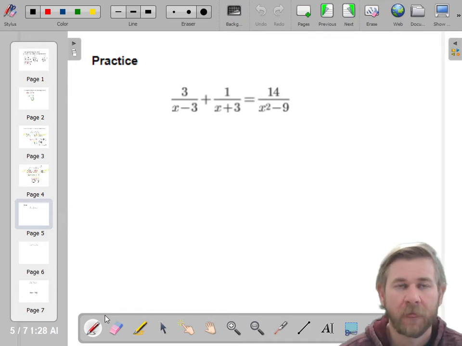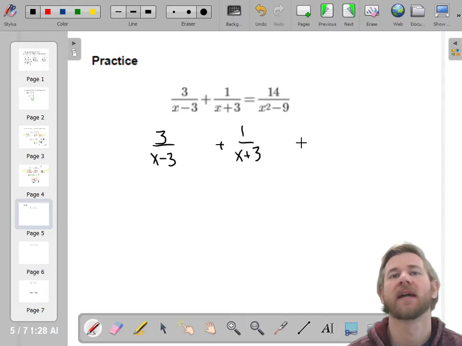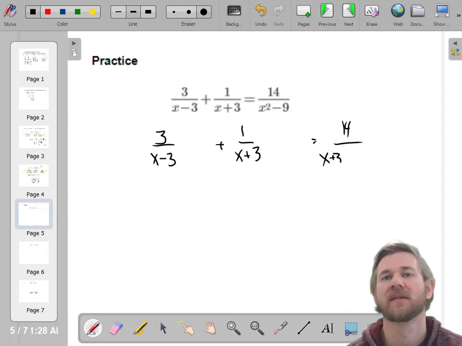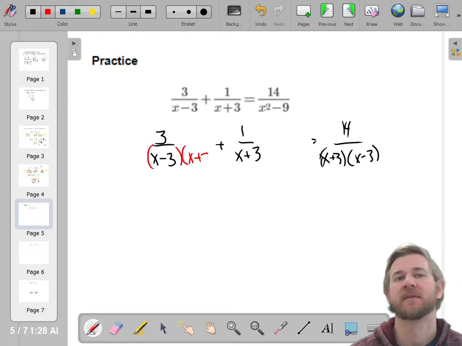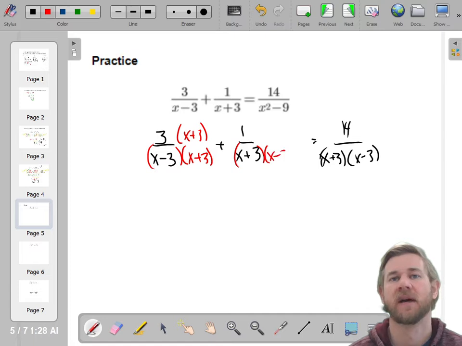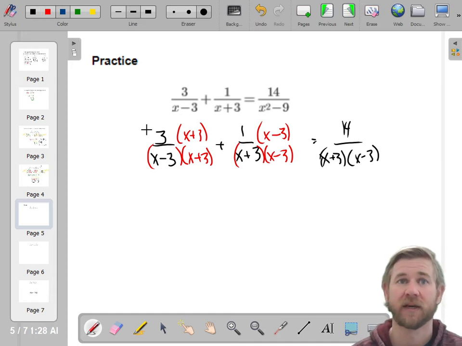practicing your math lab. So I'm going to go 3 over x minus 3 plus 1 over x plus 3. And I got a feeling this is going to work out pretty nice because that is x plus 3, x minus 3. So what's this guy need? He needs an x plus 3. What's this guy need? X minus 3. What's this guy need? He's got everything. We're good.